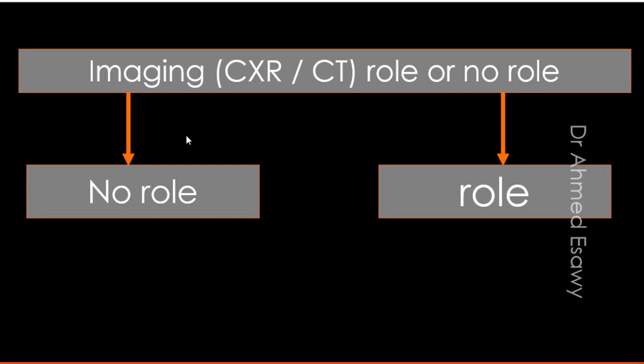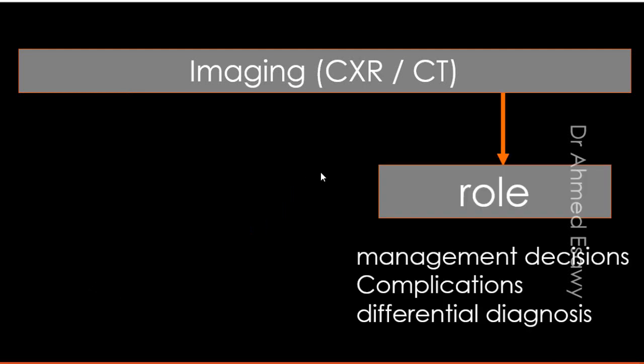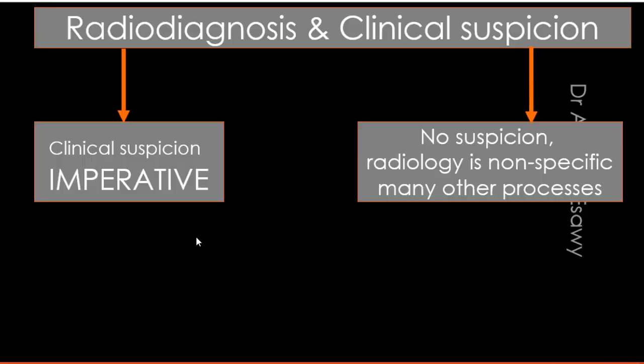Imaging, CT or X-ray: role or no role? No role if the patient is not seriously ill and PCR is available. There is a role for imaging in management decisions, complications, and differential diagnosis. This is the role of imaging in coronavirus infection: management decisions, complications, differential diagnosis.